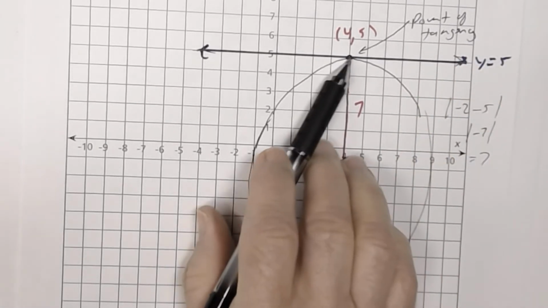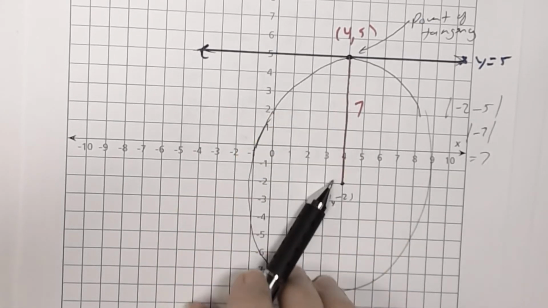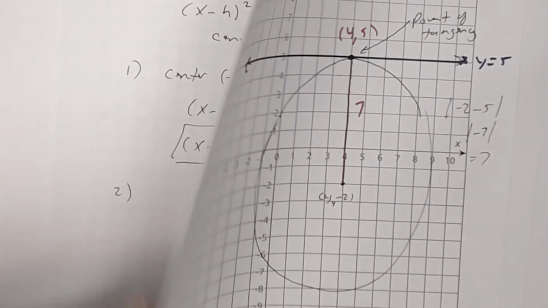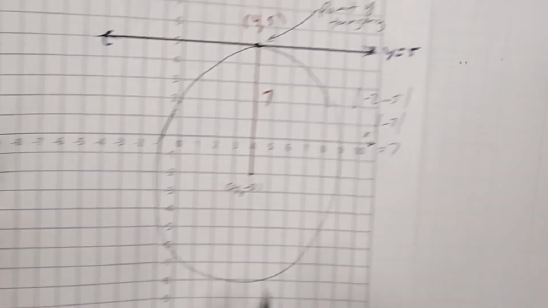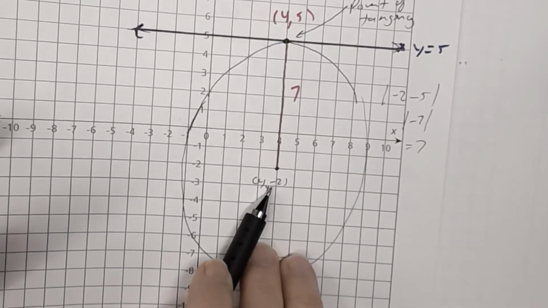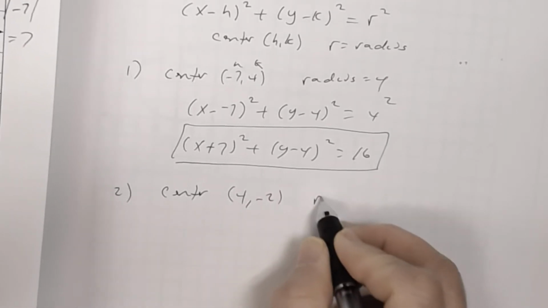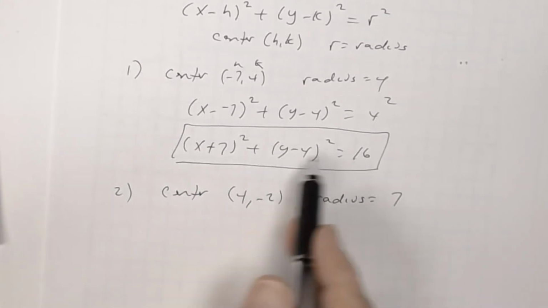So the point of tangency is here, and then it's very easy to determine the length of the radius. So in number 2, we know the center. The center is (4, -2). And we know that the radius has length 7. So let's just substitute into our formula.